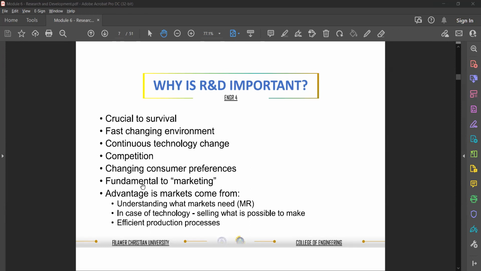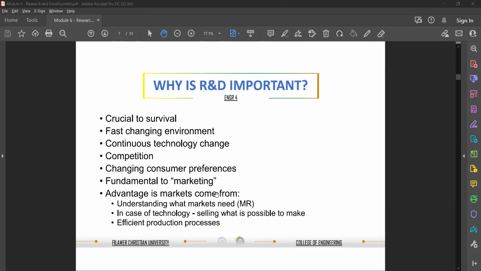Then we have the changing consumer preferences. Ayan. So in terms of consumer preferences, so ano yung bago ngayon? Ano na yung sikat? Ano na yung kinawiwilihan ng mga consumer? In terms of social media, di ba? Mas sikat na yung TikTok.